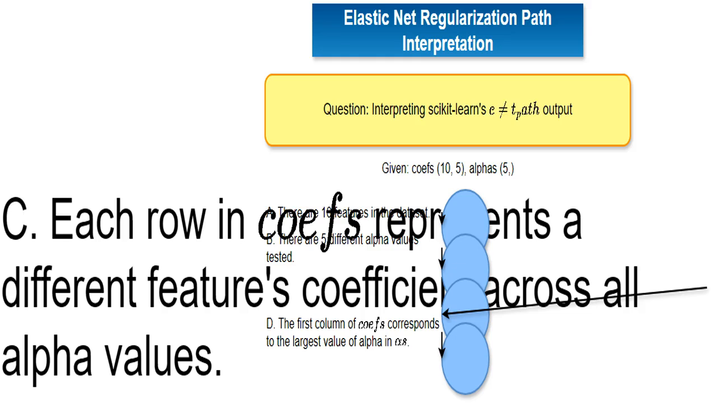Looking at COFS 10, 5, again, I see each row represents a different feature. Across the 5 columns, you see how the coefficient for that single feature changes with different alpha values. Think of it as a profile of how each feature's importance shifts with regularization.